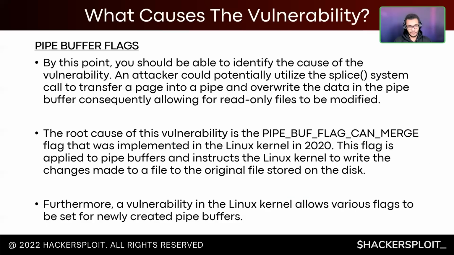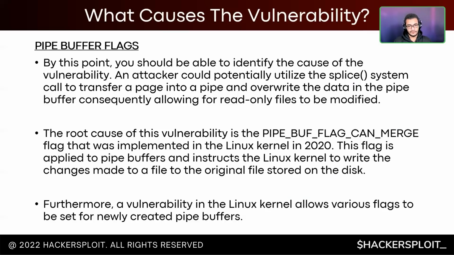The actual core of this vulnerability, as I said, revolves around pipes and more specifically the pipe buffer flags. So by this point, you should be able to identify the cause of the vulnerability. An attacker could potentially utilize the splice system call to transfer a page into a pipe and overwrite the data in the pipe buffer, consequently allowing for read-only files to be modified. The only problem with that is if I follow through with that, then those changes are only in memory. We still need to write them to disk in order for those changes to be made successfully.